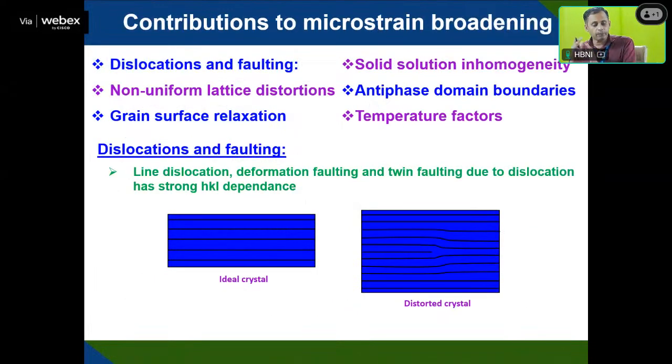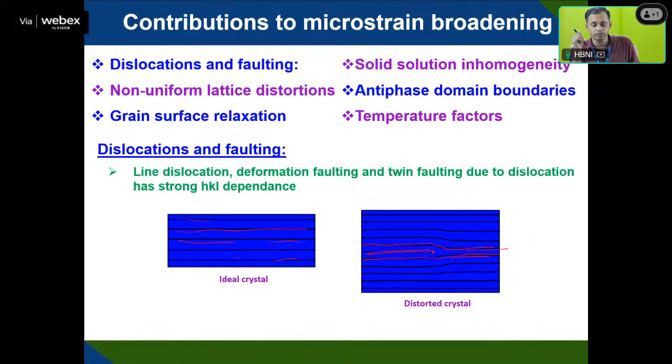So there are different contributions of micro strain to the broadening. The cause, like what are the strain effects, is mainly dislocation and faulting. You can see this is an ideal crystal. All planes are lines. You can see the black lines are aligned properly. But in this case, you can see there is a deviation of the crystal plane, and here it is a dislocation. This plane is dominated here, so there is no further growth. So this type of dislocation will cause strain in the system.